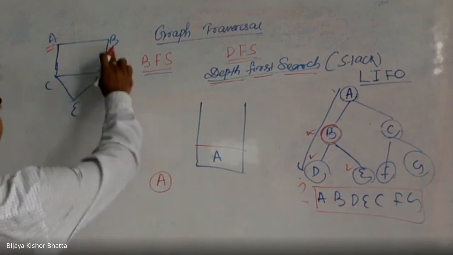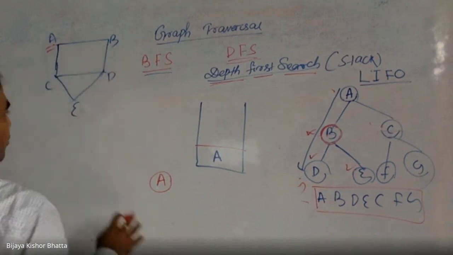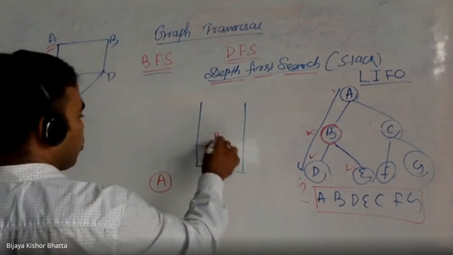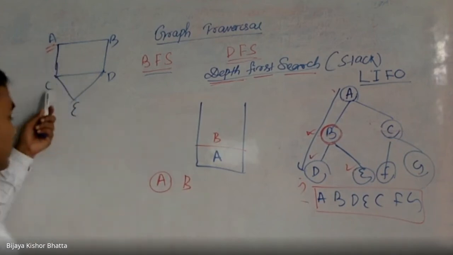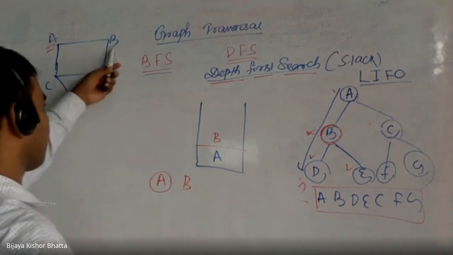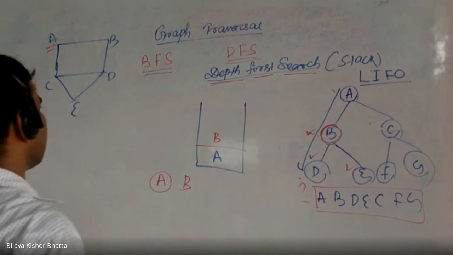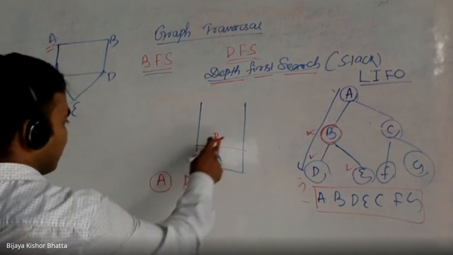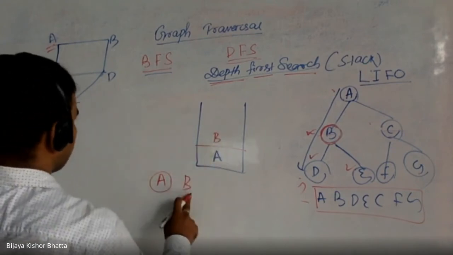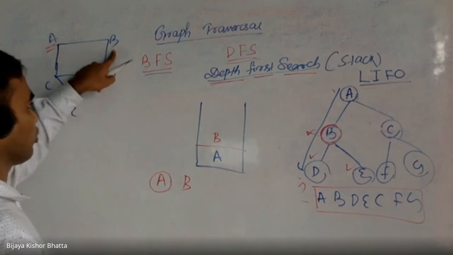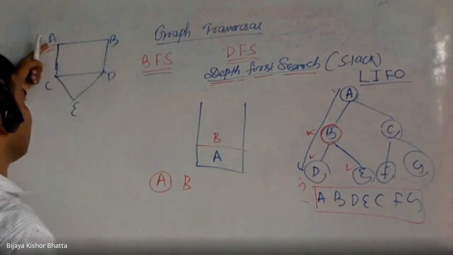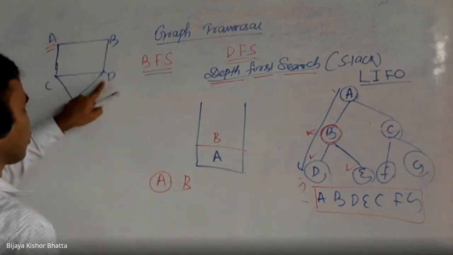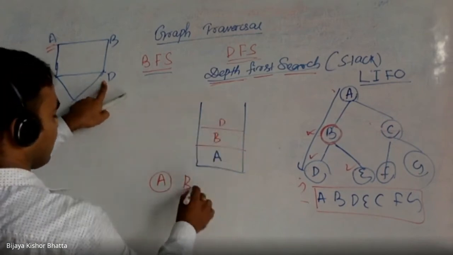Yes, there are two, B and C are adjacent, but you need to choose only one. Suppose I am choosing B, you can choose C, there is nothing wrong. So you will choose B, push it into the stack and process it. Then you will ask the same question to B, whether you have someone. Yes, A and D are there. A is processed, so then I will push D.